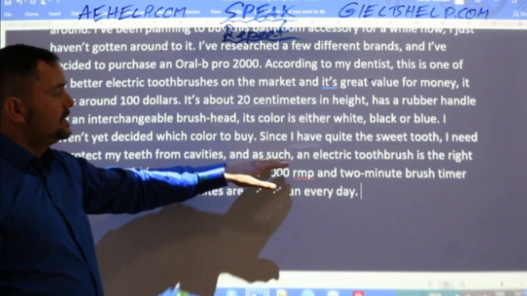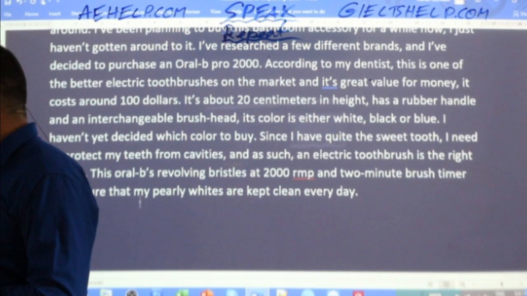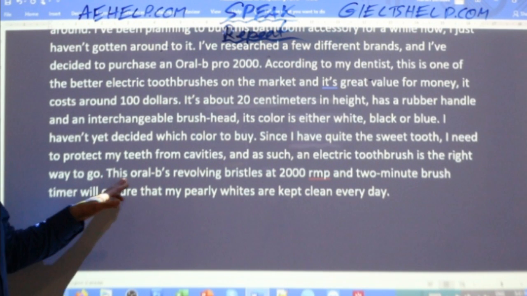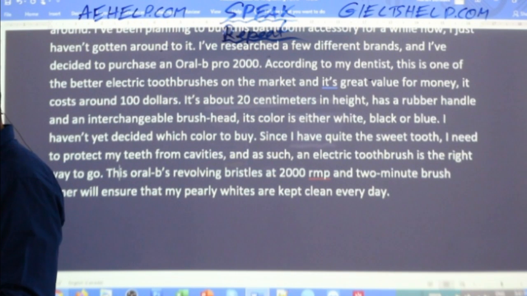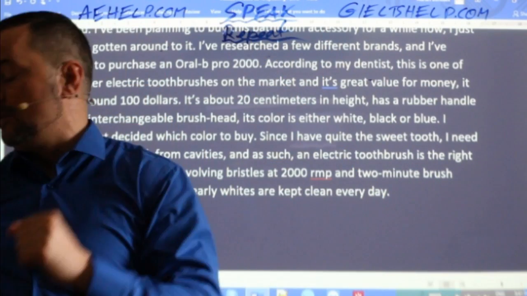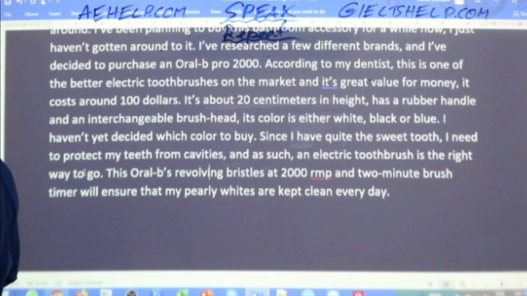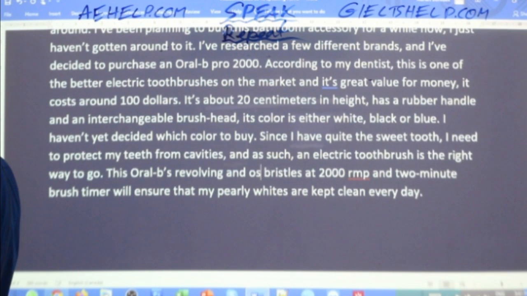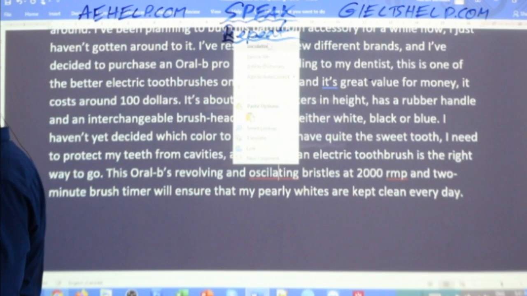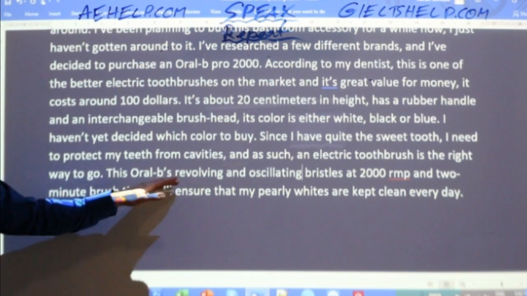All right, and as such, an electric toothbrush is the right way to go. Right way to go means the right decision. Okay, right way to go, right decision. This Oral-B's revolving is a nice verb to use here. Revolving means it shifts around like this. Of course, the even more accurate word that you can add here as well is oscillating. Oscillating is a special type of movement where it moves back and forth like this. So the Oral-B's revolving and oscillating bristles.